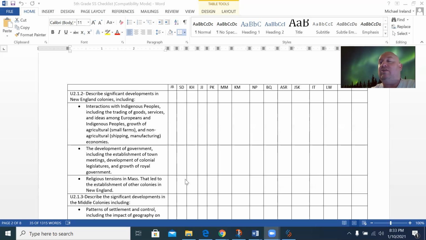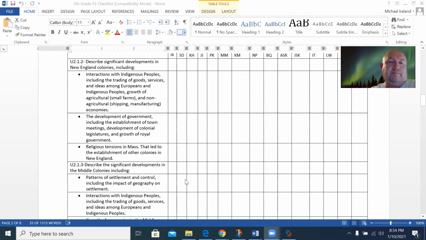There's a lot of religious tension, as we mentioned. It was built with religion in mind, but it had no tolerance for other religions. So that results in people being banished and ending up forming colonies in other places.